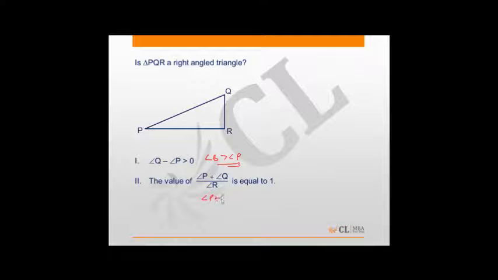Statement 2 alone. If I use statement 2 alone, it will give you angle P plus angle Q is equal to angle R. And I know that angle P plus angle Q plus angle R is nothing but 180 degrees. If I put this equation here, I will replace P plus Q with R. So twice of angle R is equal to 180 degrees. That means angle R is coming out to be 90 degrees, which is a right angle. So statement 2 alone is sufficient. Again, I will mark option A.